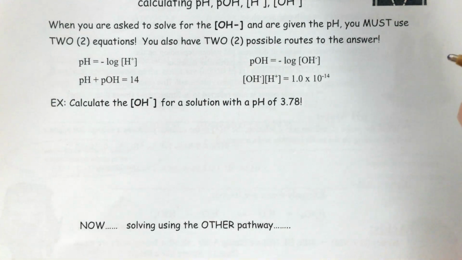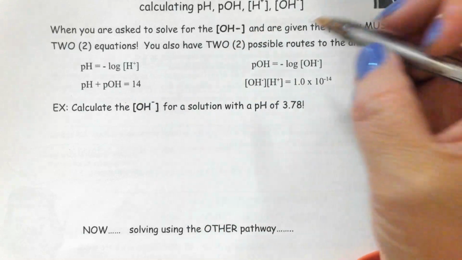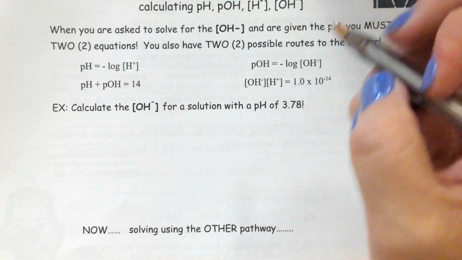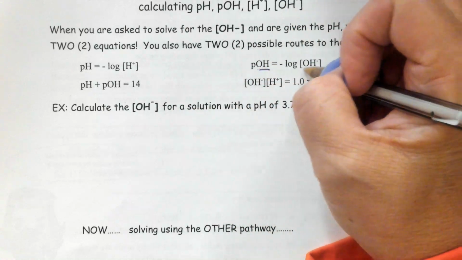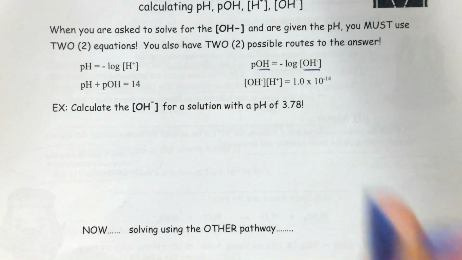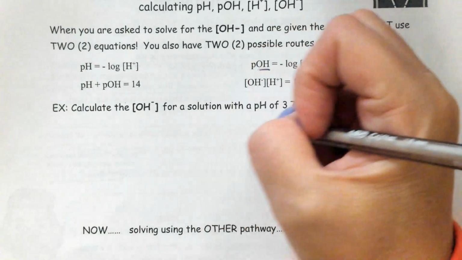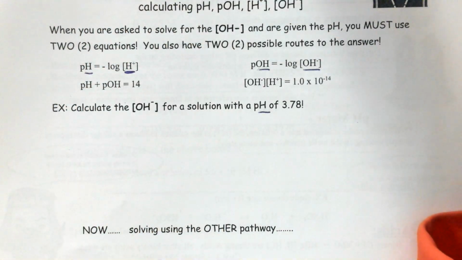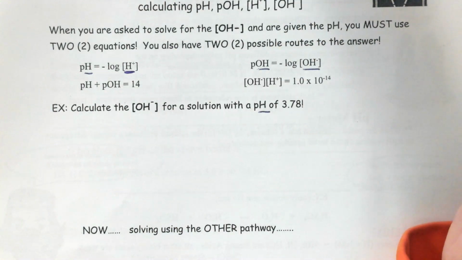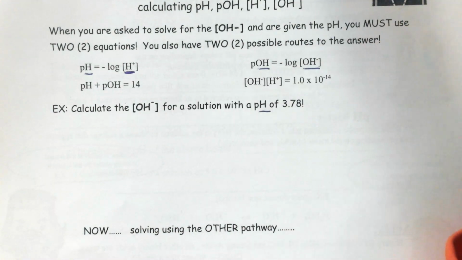So I'm going to show you a problem that is like this. It says calculate the OH, or the hydroxide concentration, for a solution with a pH. Notice here, OH only goes directly to pOH. In this case, I have pH, so it's only going to go to the H first. Then I have to go to the pOH. But there's a couple ways I could do this. So I have pH.